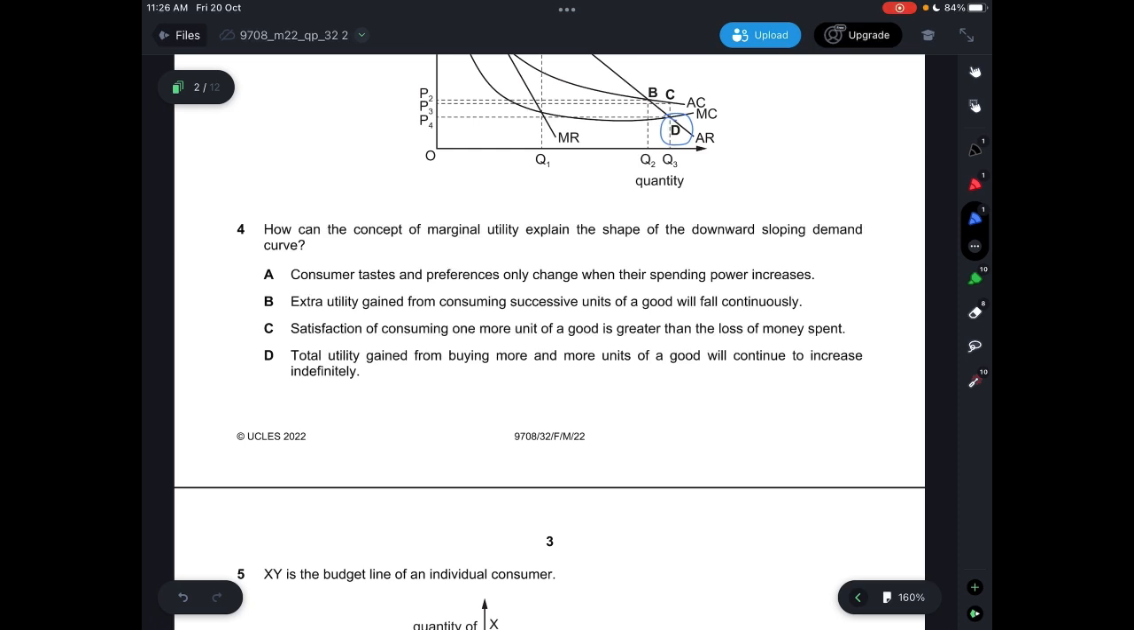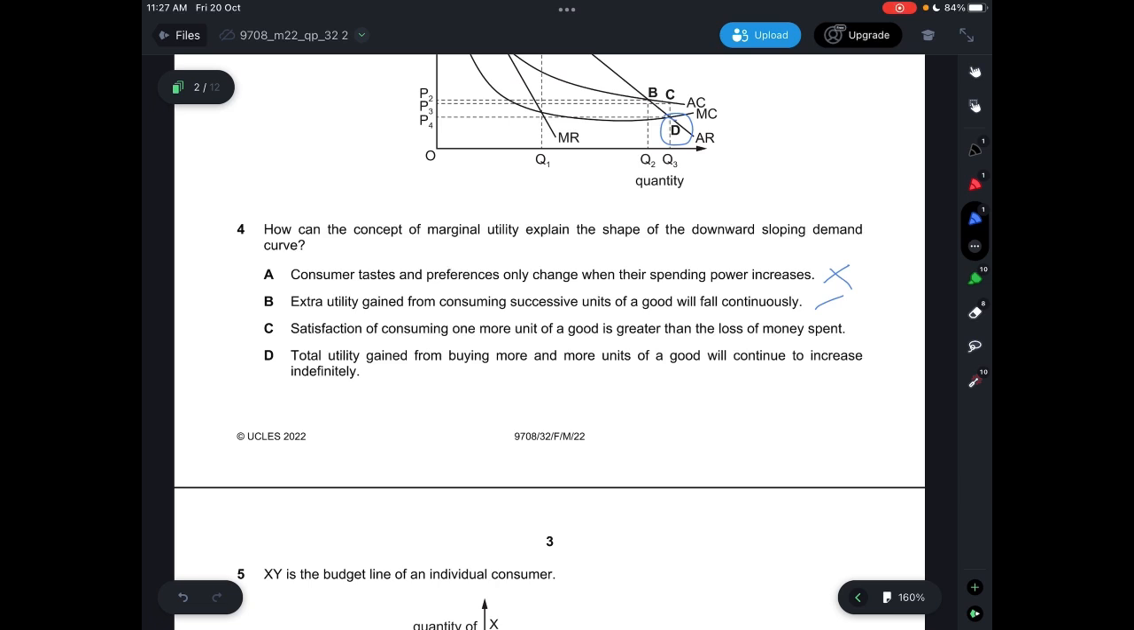Yeah, that's an example. So A, it says consumer tastes and preferences only change when their spending power increases, which is incorrect. Consumers' tastes and preferences can change anytime regardless of their spending power, right? B, extra unit gain from consuming successive units of a good will fall continuously. So this is the correct answer. But let's look at the other two options to see whether or not they're correct or wrong.